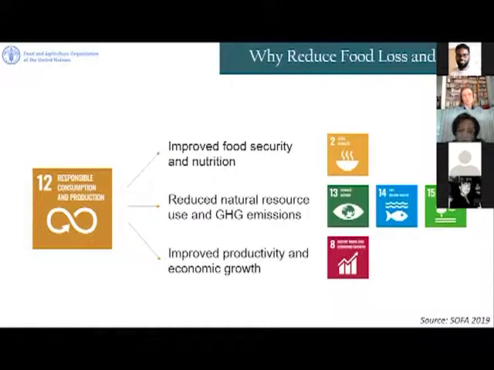Now, why is it important to reduce food loss and waste? Reducing food loss and waste, and particularly post-harvest loss, which is a subset of food losses, as I highlighted, can bring about significant benefits to society as a whole. It can increase the availability of food, particularly for the most vulnerable groups. It reduces pressure on our natural resource base, the land and the water required for production. It reduces greenhouse gas emissions that arise during production, as well as when food goes into landfills. And it also increases productivity and economic growth, while also contributing to the attainment of other SDGs: SDG 2, which relates to nutrition, and SDGs 13, 14, 15, and 8.